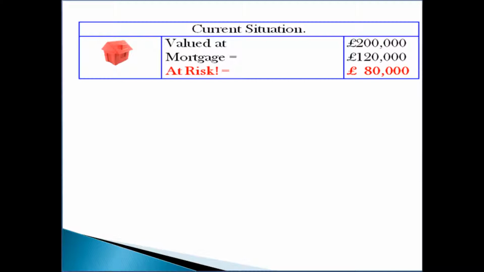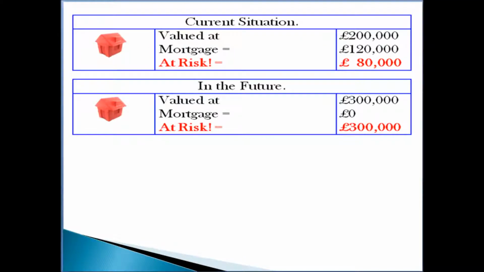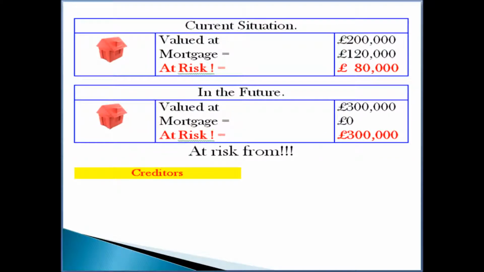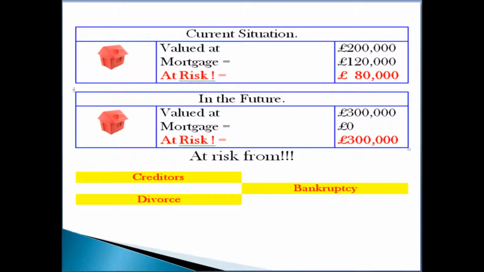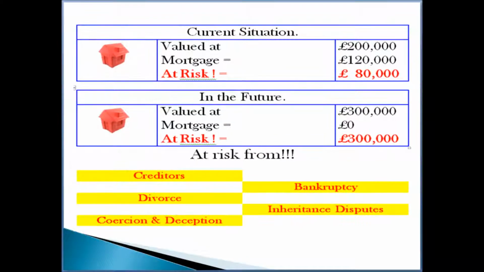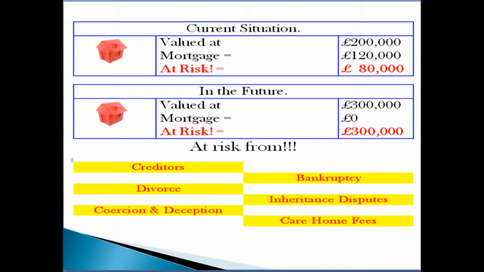Current situation: property valued at £200,000 with a mortgage of £120,000 leaves £80,000 at risk. In the future, property valued at £300,000 with no mortgage leaves £300,000 at risk from creditors, bankruptcy, divorce, family disputes, coercion, deception, and local authorities' charges for care home fees.